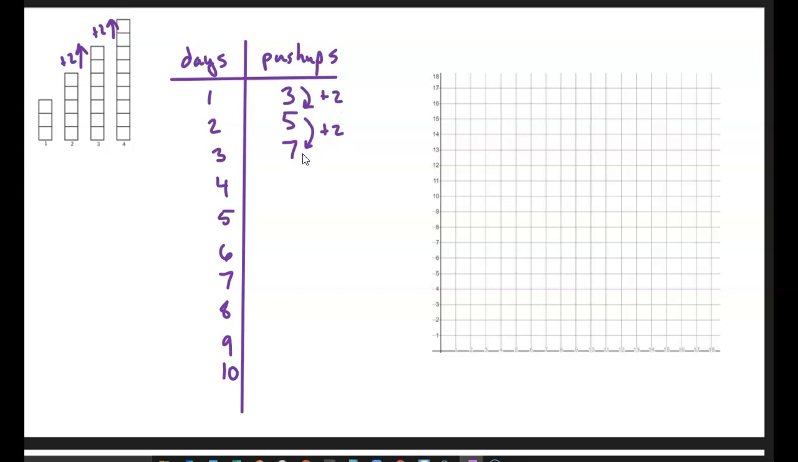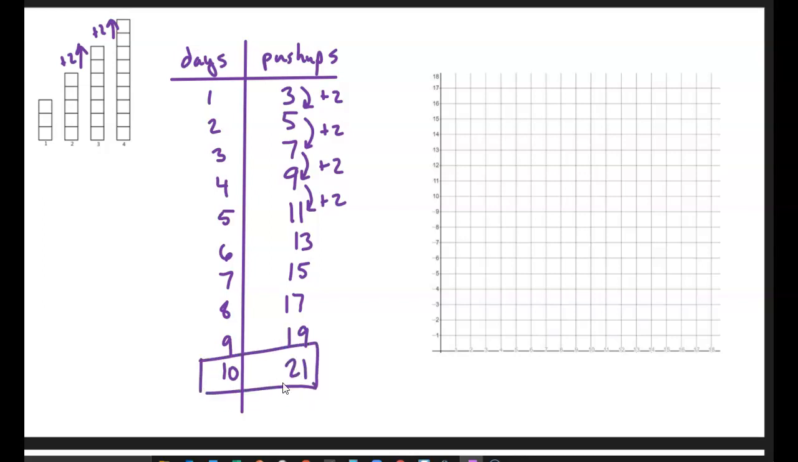Which means we're going to add 2 again here. And we go up to 9 for day 4. Add 2 again, and we get 11 for day 5. 13 for day 6, 15 for day 7, 17 for day 8, 19 for day 9, and 21 for day 10. 21 is our answer to that question. We solved it with a table.